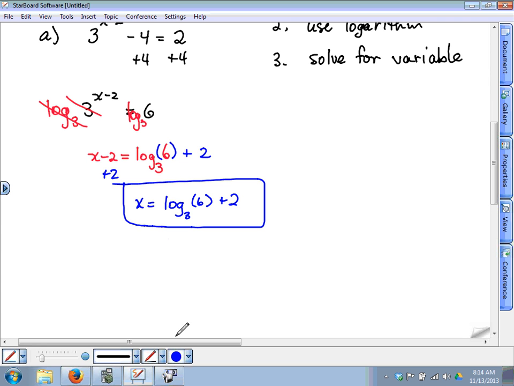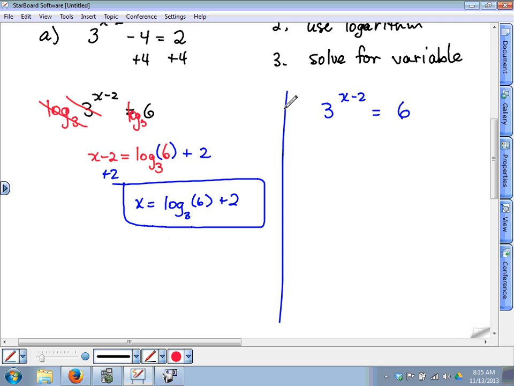Let's go back to the original problem. So this is version 2. We have 3 to the x minus 2 equals 6. Other 1050 classes may do it this way because calculators are allowed. If you were using a calculator, you might want to do it this way.